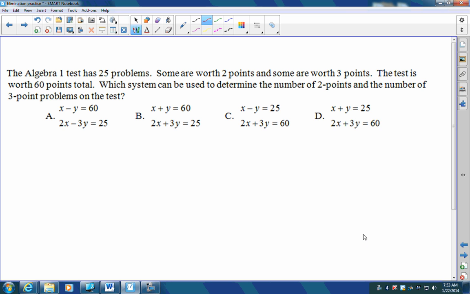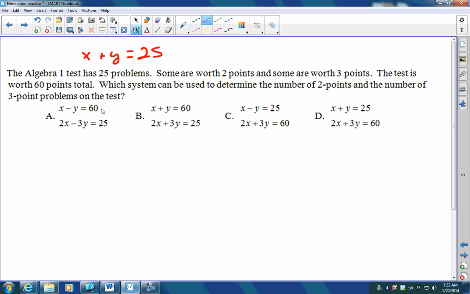The next one. An algebra test has 25 problems. Some are worth 2 points, some are worth 3 points. The test is worth a total of 60 points. Determine the system. All right. First off, we've got X being the 2 pointers. Well, you don't even know that for sure right now. I mean, when you write it, you can make X the 2 pointers, Y the 3 pointers. But it says that it has 25 problems. That means if you add the amount of problems, the 2 point and the 3 point, you get 25 problems.